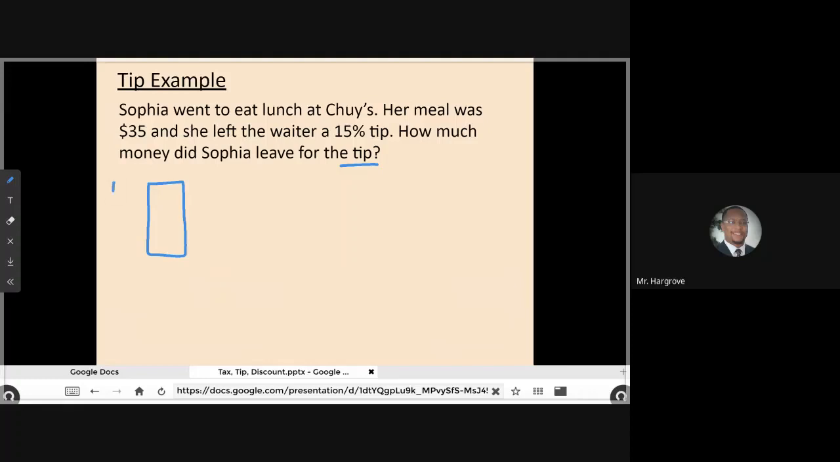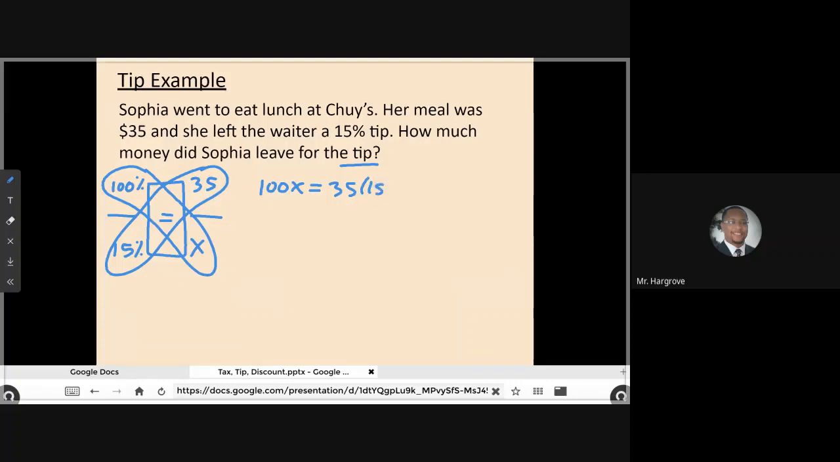I'm going to use my percent bar. 100% will be here. I know she left a 15% tip, and I know that the meal cost $35. X will go here, and that will help me figure out how much tip she left. So as always, I'm going to cross multiply and solve for X. So 100 times X is 100X. 35 times 15 is what I need to figure out.